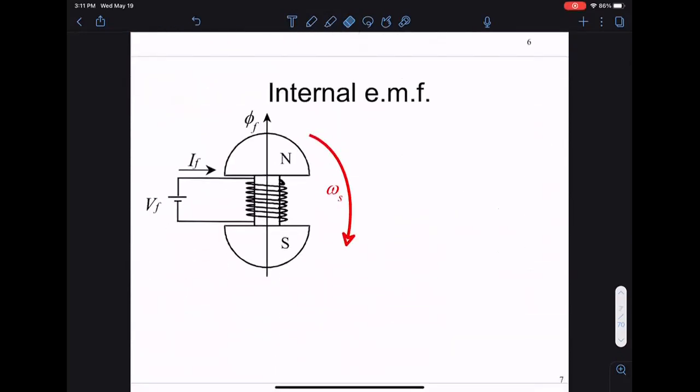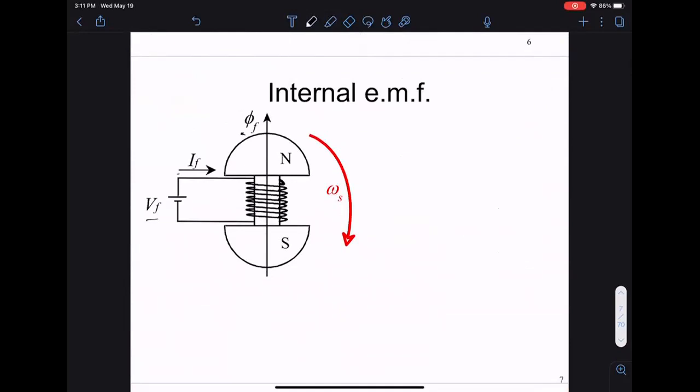let's look at the three things that are labeled here. One is this internal phi f. And then let's look at this current and this voltage VF. So what we want is to model this in an equivalent circuit.